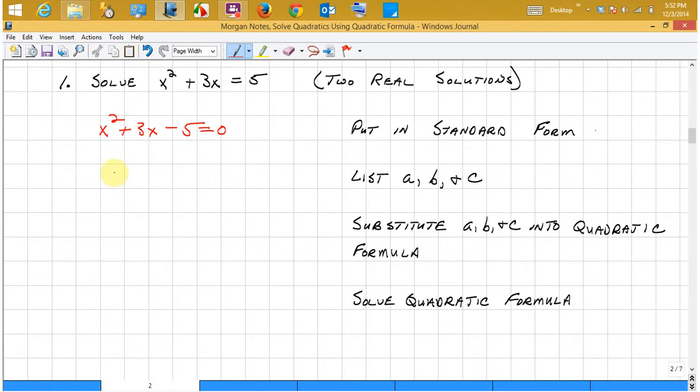So I'm going to just say a is equal to 1. That's the coefficient in front of x squared. b is equal to 3. And c is equal to negative 5. Now let's put these into the quadratic formula.